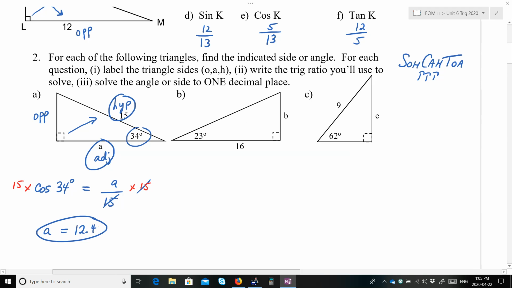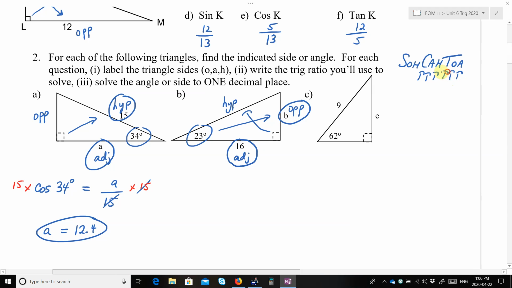All right, letter B. Here's our angle that we have. Straight across from that is the opposite side. Across from the 90 is the hypotenuse, so 16 must be adjacent. And so notice, guys, we want to find that opposite side labeled B, and we have the adjacent side 16. The hypotenuse has no label on it, so we know that we don't want to find that side. So I'm going to be working with opposite and adjacent.